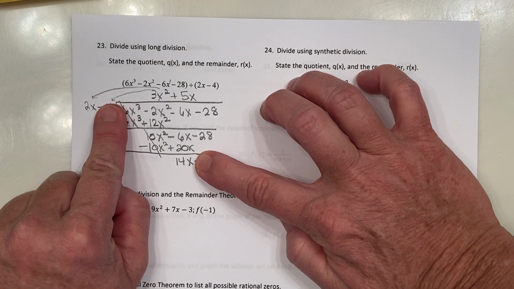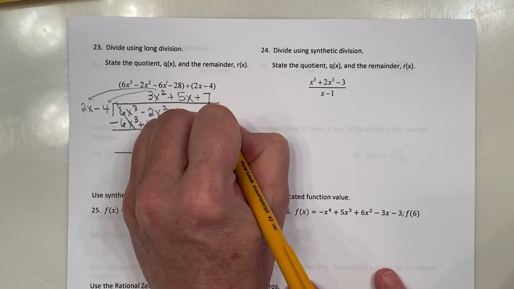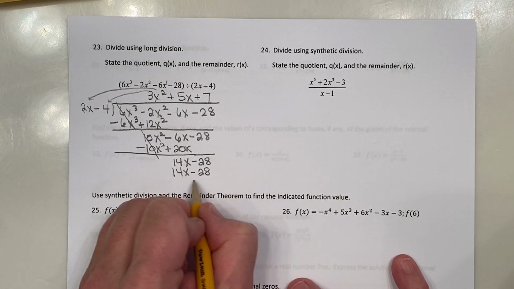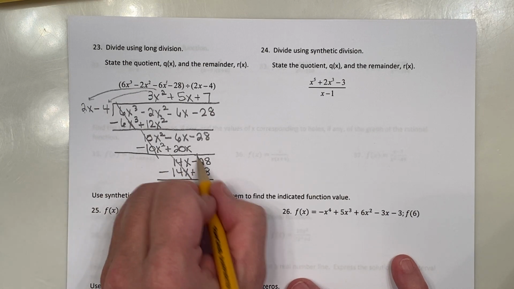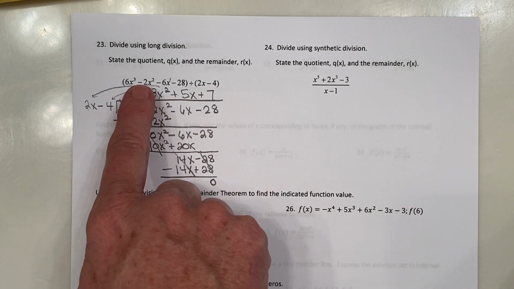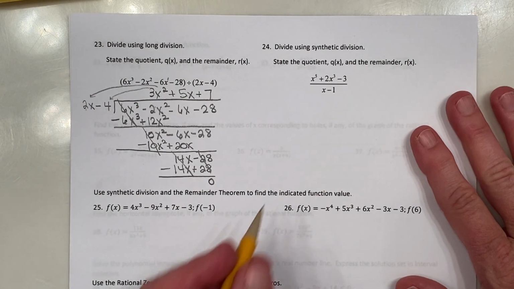What do we multiply 2x by to get 14x? Well, that'd be 7, just 7. Distribute, that's 14x, and minus 28. Let's subtract, let's add that one, and actually get a remainder of 0. So what we can say is that 2x minus 4 is actually a factor of this third degree polynomial because we have a remainder of 0.